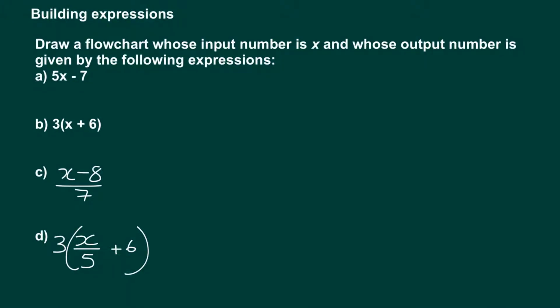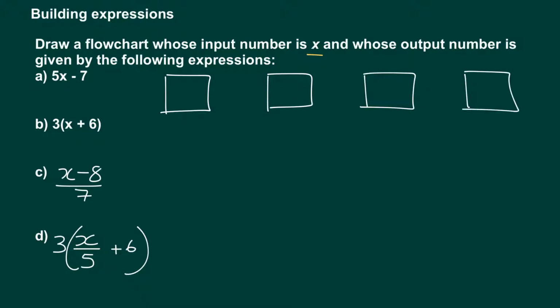Okay, so now the second question here says, draw a flowchart whose input number is x and whose output number is given by the following expressions. So we know that we have to draw a flowchart. Let's just get drawing with the first one. Now I don't quite know how many boxes it'll take to get to the final answer. So let me just draw 4 for now, and then we can add or take away as we go along.